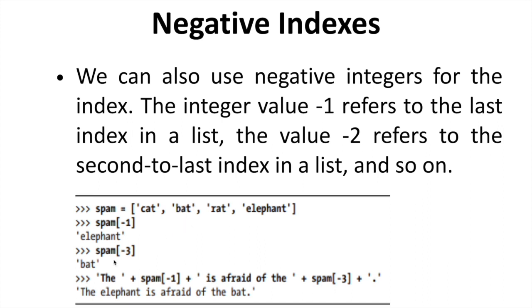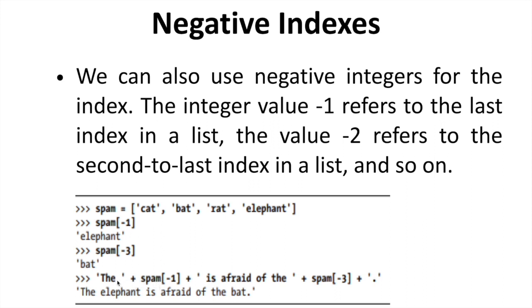Bat. Spam of -3 will display the bat. Getting my point? So in this way we can use negative indexes, but the only thing is that a negative index starts from the last element, that is reverse, not from the first element. From the last element it will start, right?